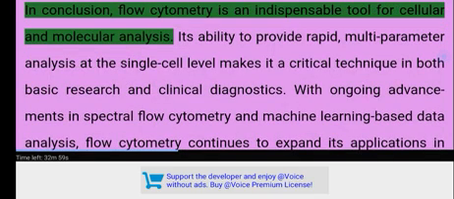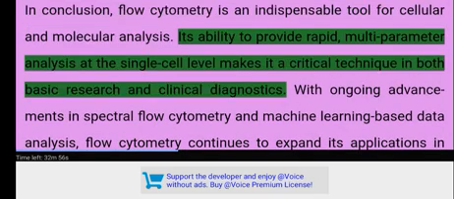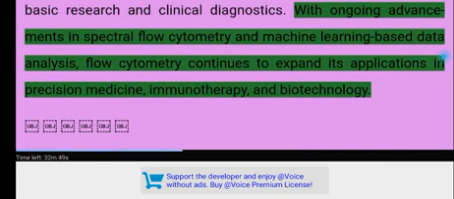In conclusion, flow cytometry is an indispensable tool for cellular and molecular analysis. Its ability to provide rapid, multi-parameter analysis at a single cell level makes it a critical technique in both basic research and clinical diagnostics. With ongoing advancements in spectral flow cytometry and machine learning-based data analysis, flow cytometry continues to expand its applications in precision medicine, immunotherapy, and biotechnology.